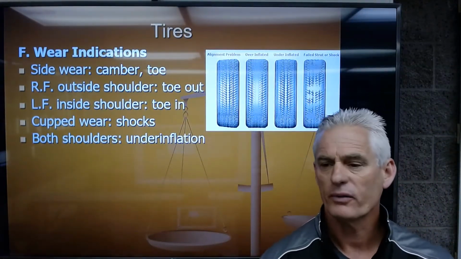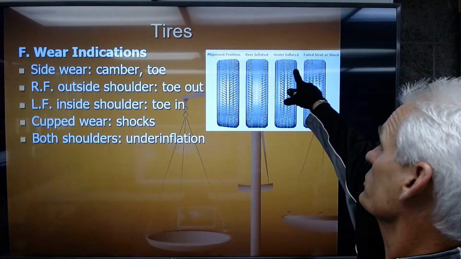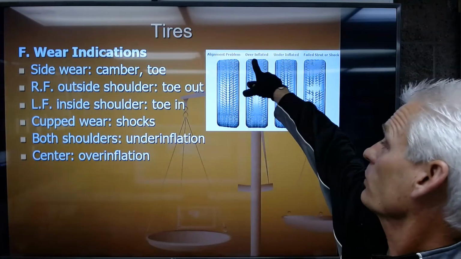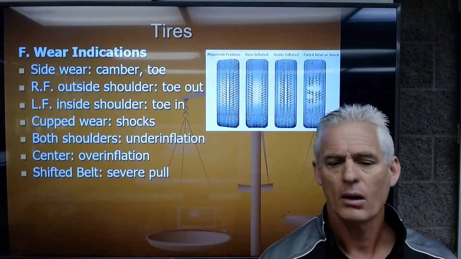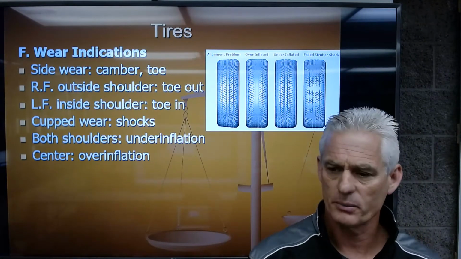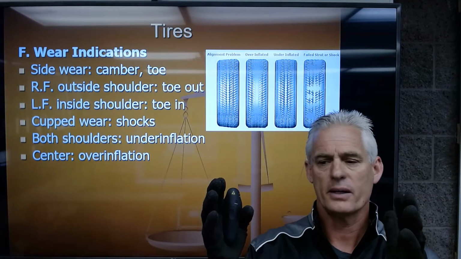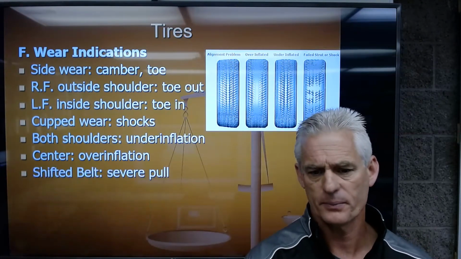So if we have both shoulders worn, that's under inflation. This would be under inflation here. It's worn here. It's worn here. And then over inflation is where it's worn in the center. Tire pressure can be really critical the wider the tire is. So the wider the tire is, the more effect improper inflation has.